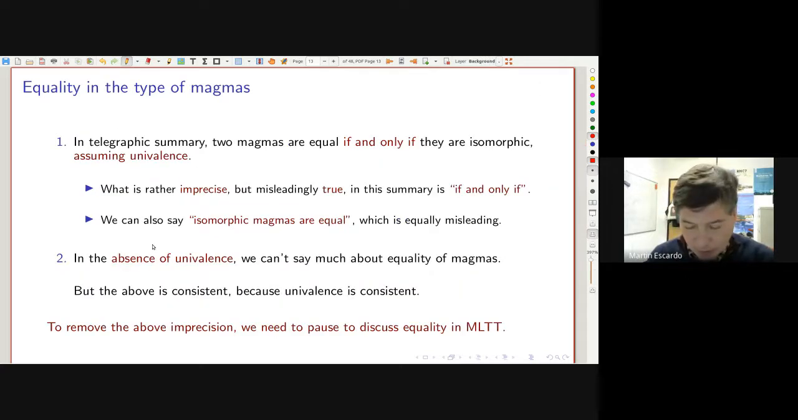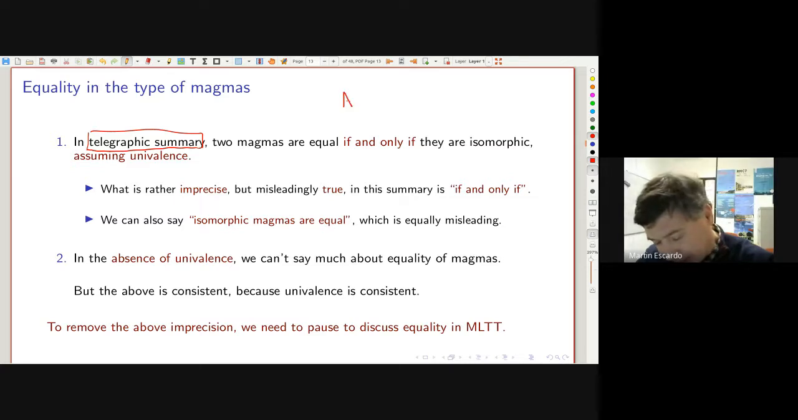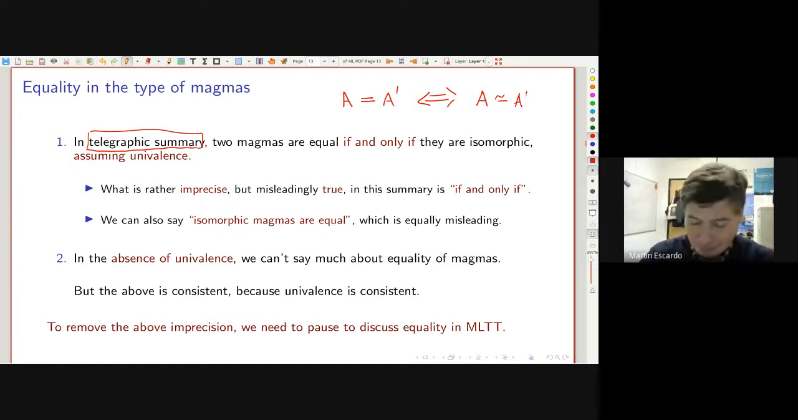Okay, so what we are going to have in telegraphic summary is that two magmas are equal, in univalent type theory, if and only if they are isomorphic. This is true, but it's very misleading because if and only if is an implication, right? So two magmas, A and B, are going to be equal if and only if they are isomorphic. But actually, we have much more than that.